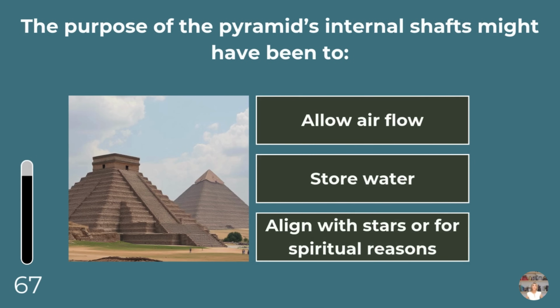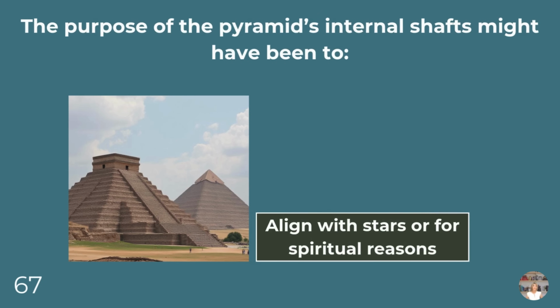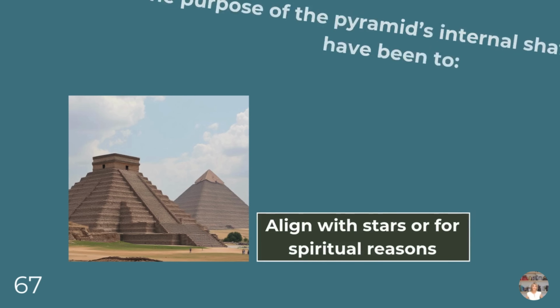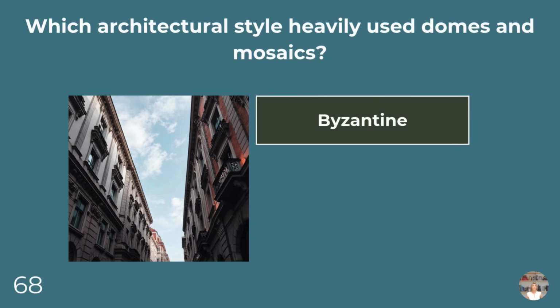The purpose of the pyramid's internal shafts might have been to allow airflow, store water, or align with stars for spiritual reasons. Align with stars or for spiritual reasons. Which architectural style heavily used domes and mosaics? Byzantine, Tudor, or Gothic? Byzantine.